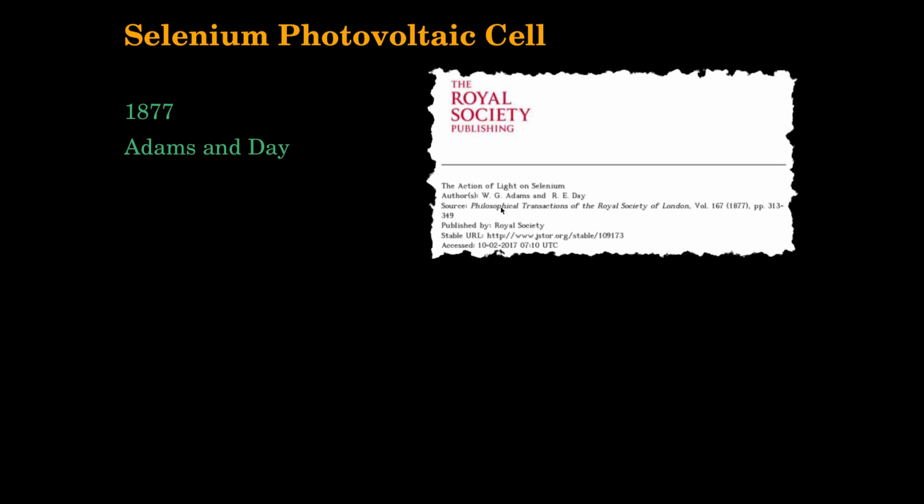From 1839 to 1877, there was not much action on this topic. Not much research work was carried on, or at least not reported. So the first publication after 1839 was in 1877, 35 years after the discovery of the photovoltaic effect. Adams and Day published in the Philosophical Transactions of the Royal Society of London, the action of light on selenium, wherein it is described the selenium photovoltaic cell.